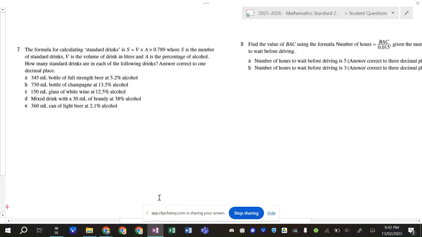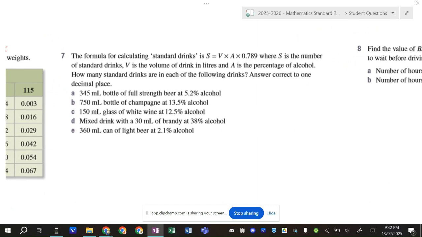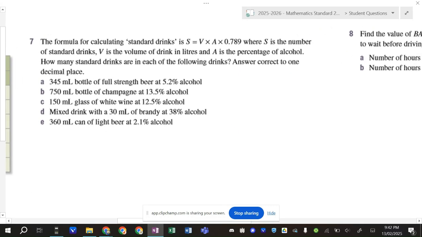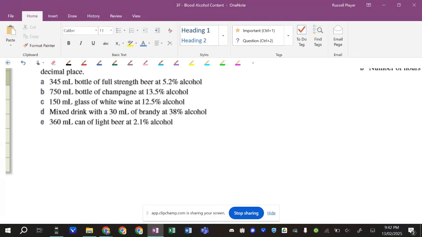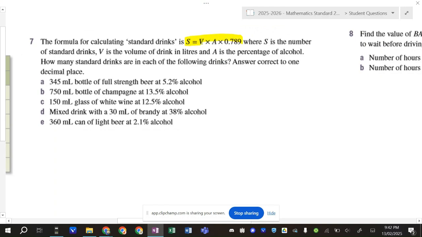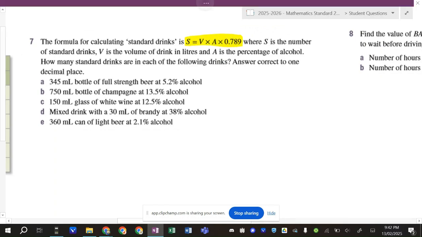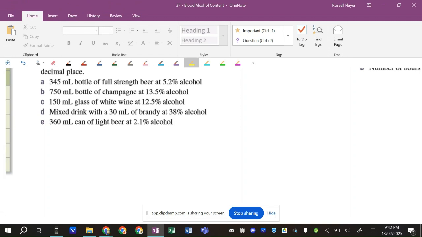Okay, continuing on. We're still doing 3F, blood alcohol content, and now we're doing question 7. All right. So in question 7, they've actually given us a formula already. They've given us that, and they've told us what each bit means.